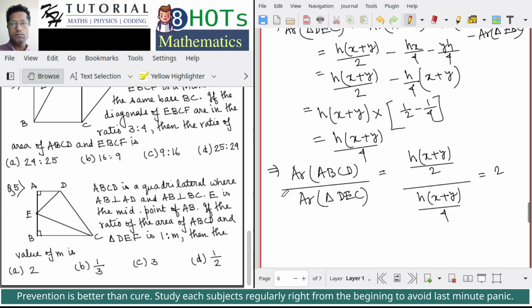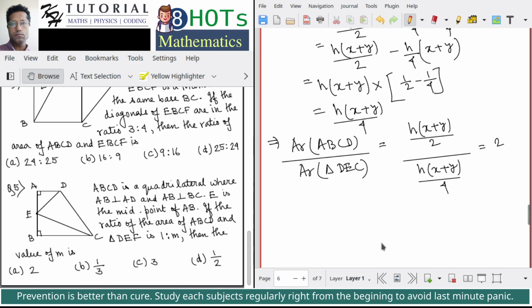Now it is given the ratio is 1:m. So this is given as 1 by m. This implies that 1 by m is equal to 2. This implies m is equal to 1 by 2. Hence the correct choice is D. D is the correct choice.